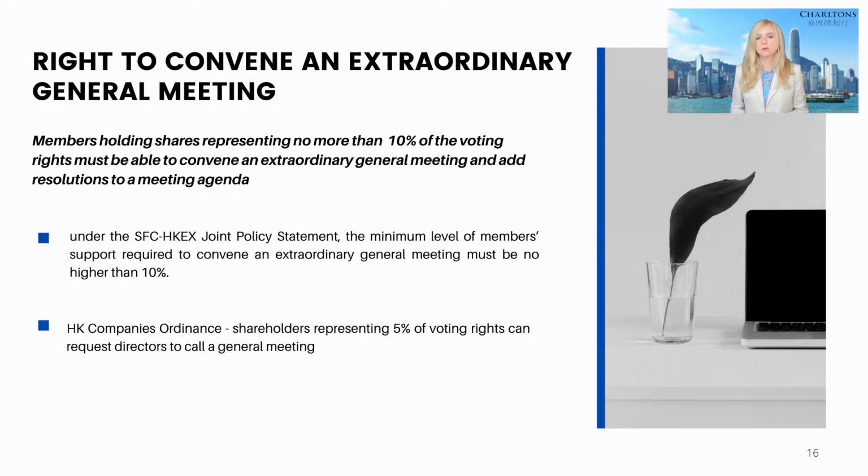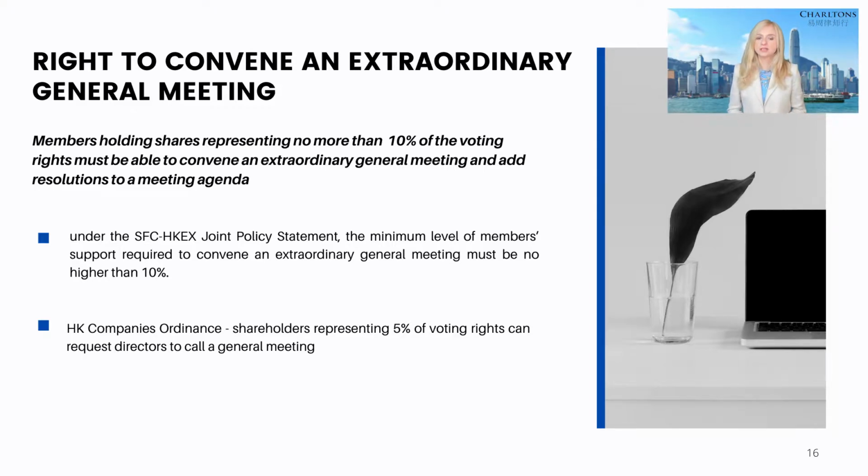The minimum stake required to do so must be not higher than 10% of the voting rights on a one vote per share basis in the share capital of the issuer. Currently, under the Joint Policy Statement, which applies to companies incorporated in an acceptable jurisdiction and grandfathered Greater China issuers and non-Greater China issuers, the minimum level of members' support required to convene an extraordinary general meeting must be no higher than 10%. The company laws of Bermuda and the mandatory provisions applicable to PRC incorporated companies have equivalent provisions.